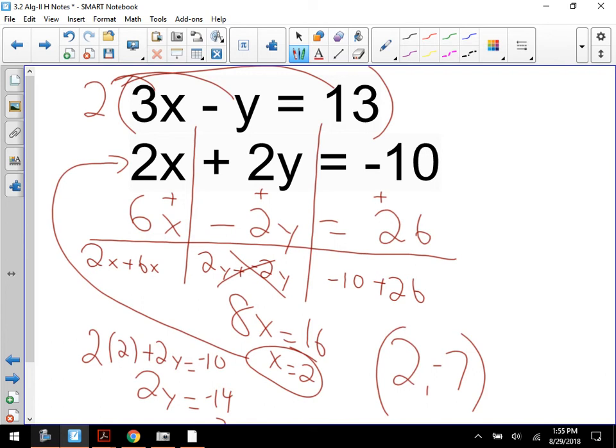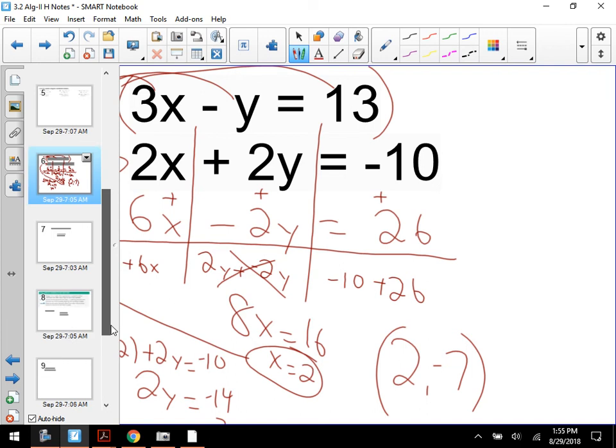Elimination will be if you have the same coefficient, same sign, subtract. Because I have the same coefficient, opposite sign, add. Okay. I have another one in here.